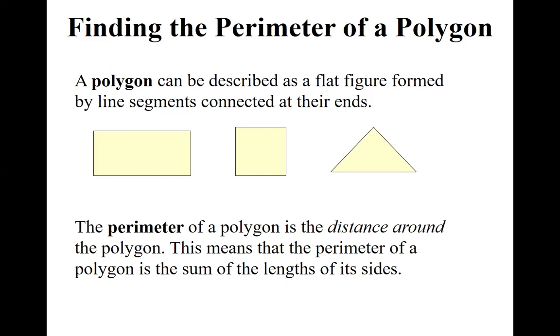But no matter what the polygon looks like, the perimeter is the distance around. In other words, it's the sum of the lengths of its sides. Pick a starting point, walk around it. When you get back to where you started, you stop. Walk around the perimeter of a building means walk around the building. The distance you've walked is the perimeter. The sum of what you walked, the sum of the sides.